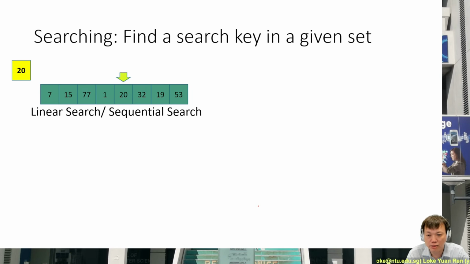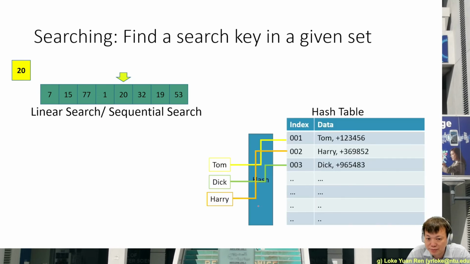So when you found it, you return. Sometimes you're lucky, the first item is the one you search, then you just need one step. But sometimes you may need to run through all of them. And the worst is that none of them is the key, then you can't find the key. So overall, this is why you call it linear. You will take linear time to search it.